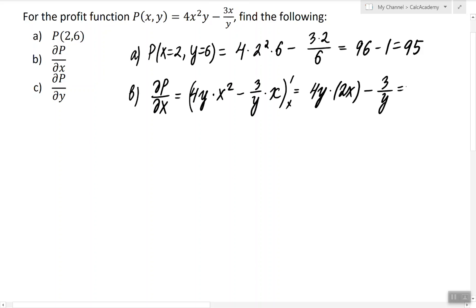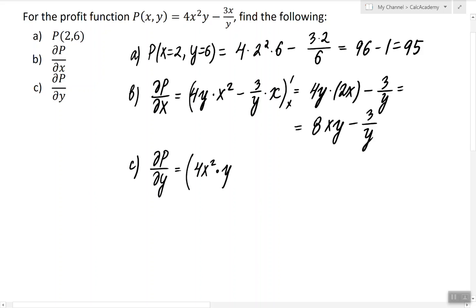So the partial derivative with respect to x is simply 8xy minus 3 over y. Now, when differentiating it with respect to y, that means everything but y should be treated as the coefficient or as a constant. So 4x squared is the coefficient of y, and 3x is the coefficient of y to the power negative 1. And now we can differentiate it with respect to y.